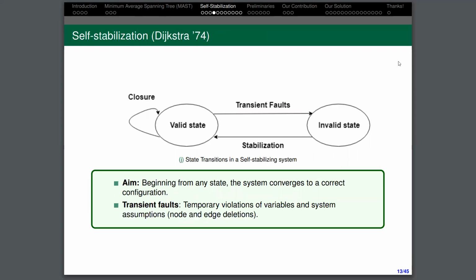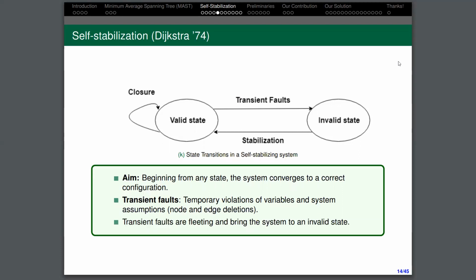Now, what kind of faults are we talking about here? These are transient faults that are basically temporary, and they cause network disturbances that can arise from, let's say, voltage fluctuations, bit flips, etc. The main assumption is that the time for repair or stabilization is much less than the time between the faults. Otherwise, they won't subside, or we cannot reach a valid state ever.